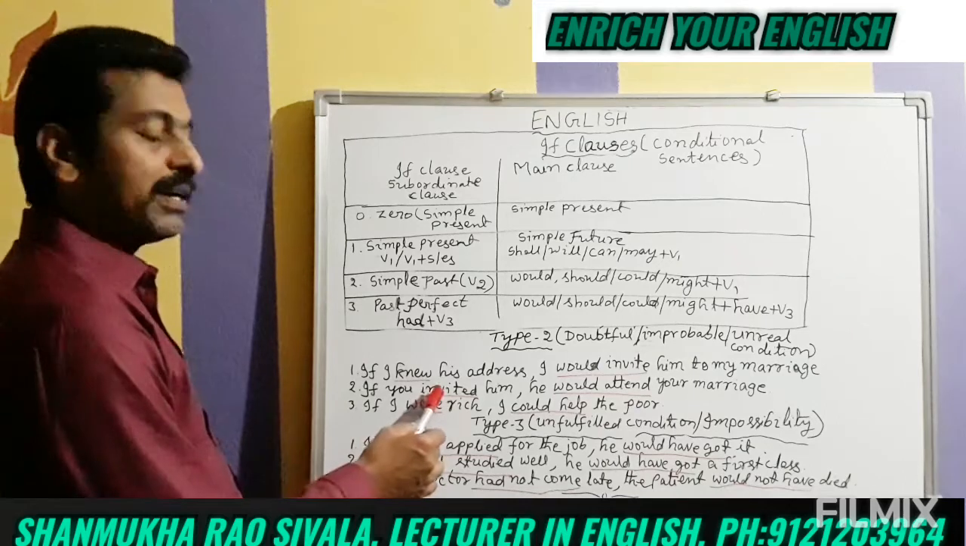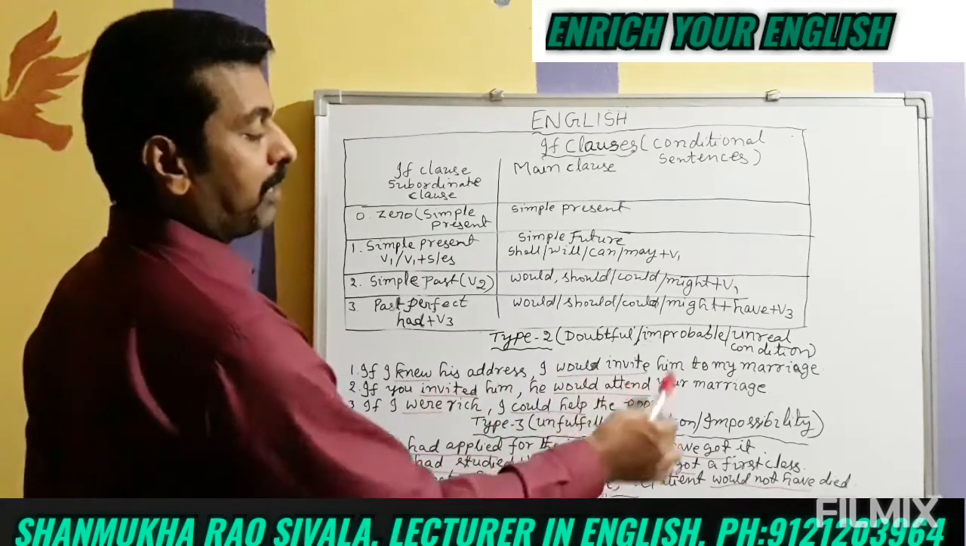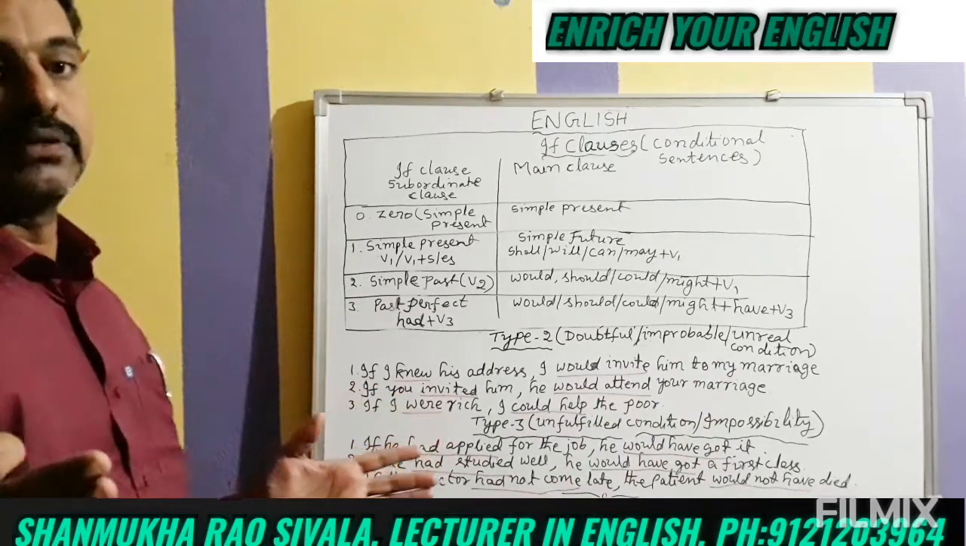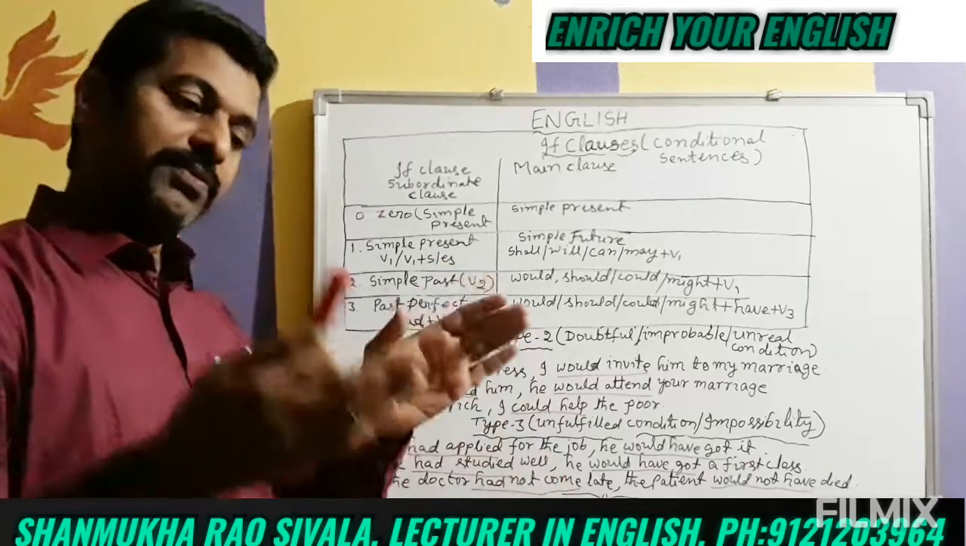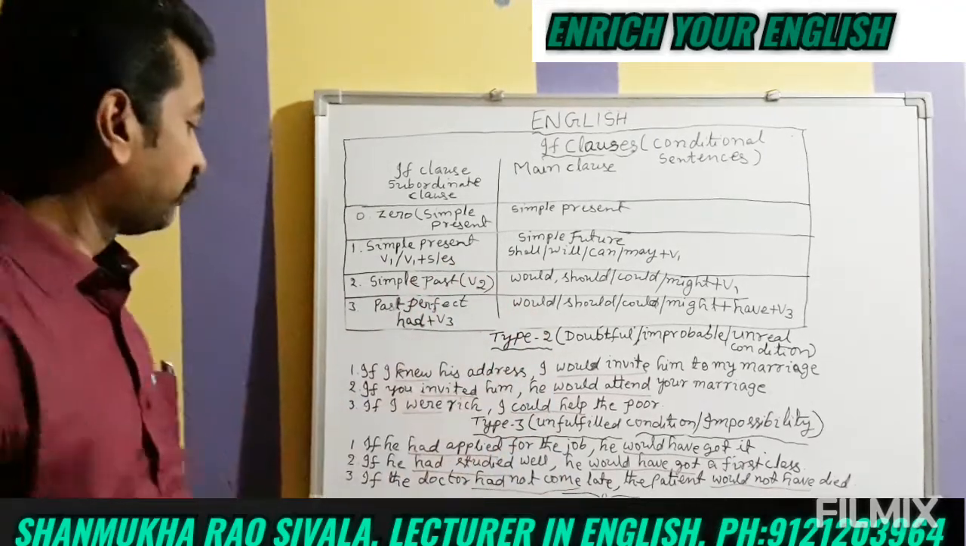The rule is invited, simple past tense. Here would plus attend, would plus V1, would attend your marriage. Chances are actually less for that action to happen. Whether you really invited him, we don't know whether he attended your marriage or not.